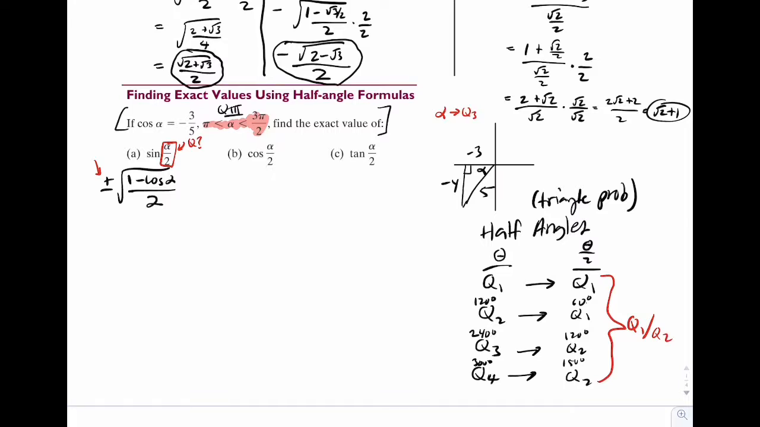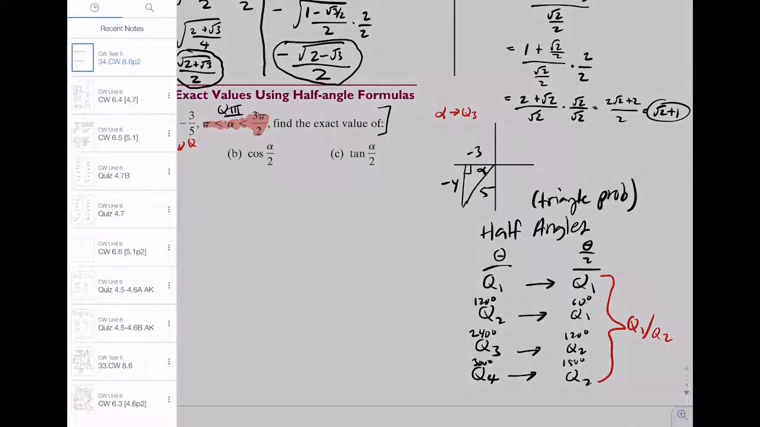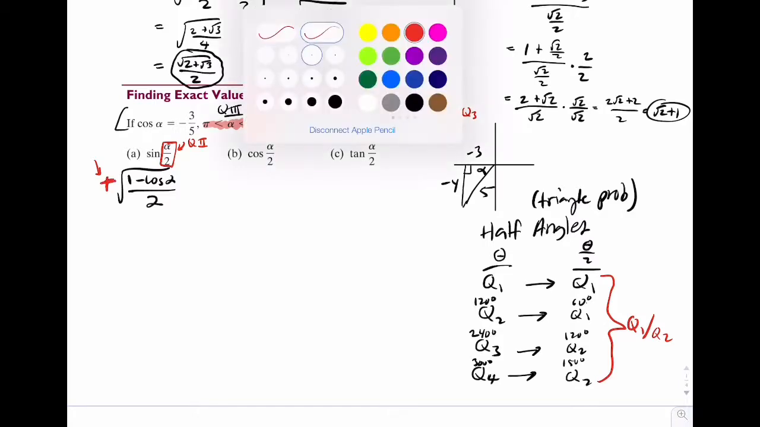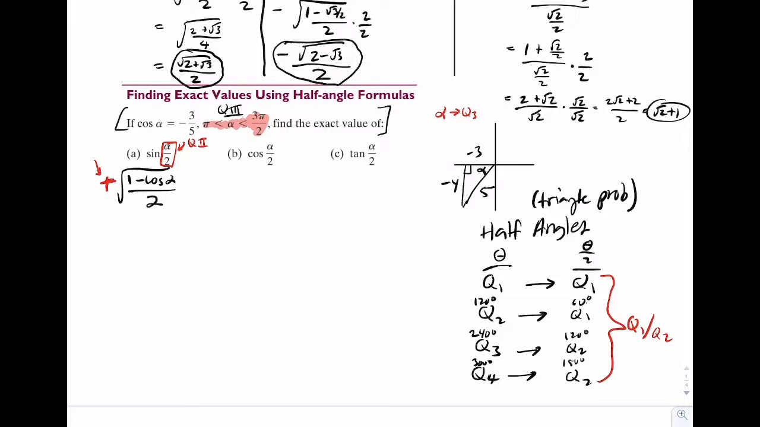So if you look here, let's go back to our problem right here. If alpha is in quadrant 3, look at your chart, that makes alpha over 2 in quadrant 2. So that's your true quadrant for this particular problem, which means we erase a negative. Sine is positive in quadrant 2. So now we're going to keep going. We know it's positive, so the root of 1 minus cosine alpha, which is -3/5, all over 2.